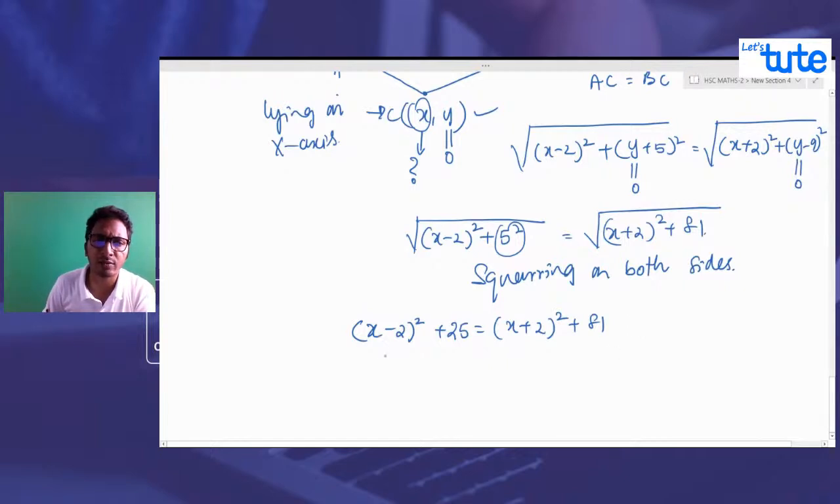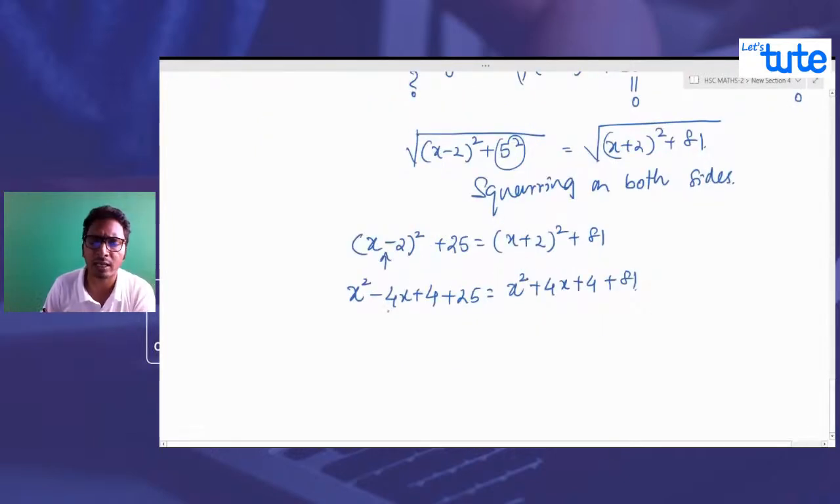Okay, so let's expand this using the a minus b whole squared formula. That would be a squared, that I mean x squared, and 2 into 2 is 4x, minus 2 squared is 4, plus 25. And in the right hand side we have the a plus b whole squared formula, so x squared plus 4x plus 4 plus 81. Okay, so now we'll take the like terms together. The x square terms are anyway going to get cancelled because they both are same. And what we have now, minus 4x, is 4 plus 25, it is 29. And on right hand side we have 4x plus 85.